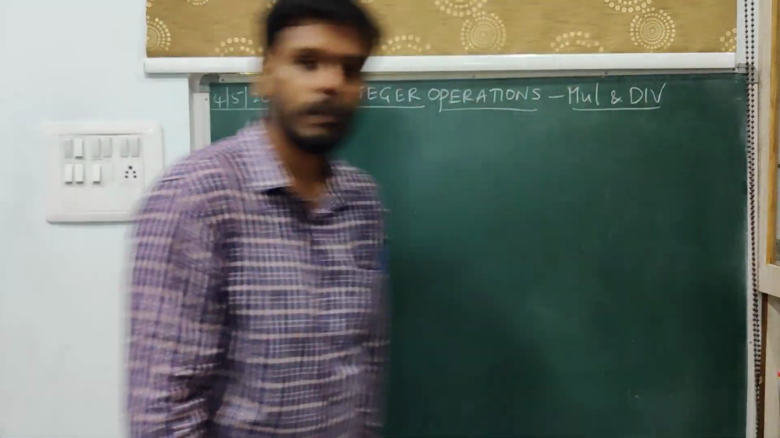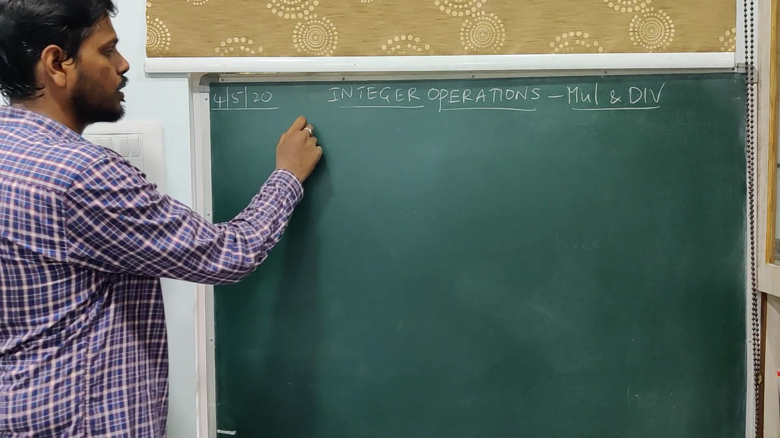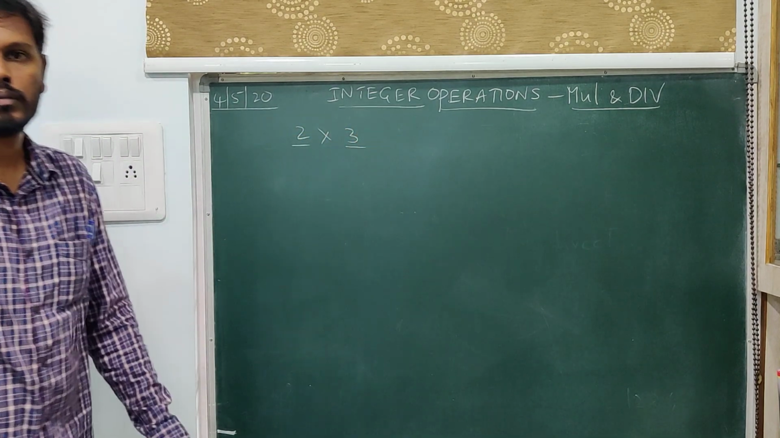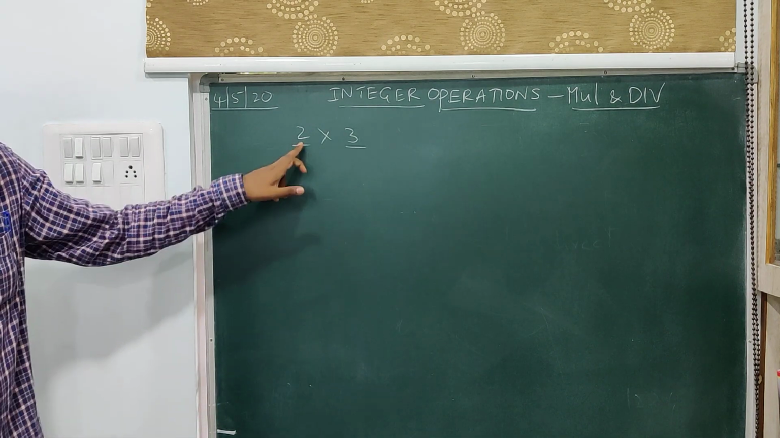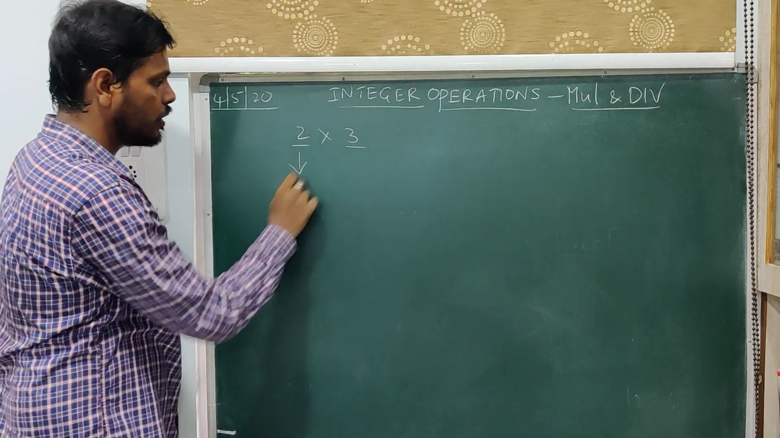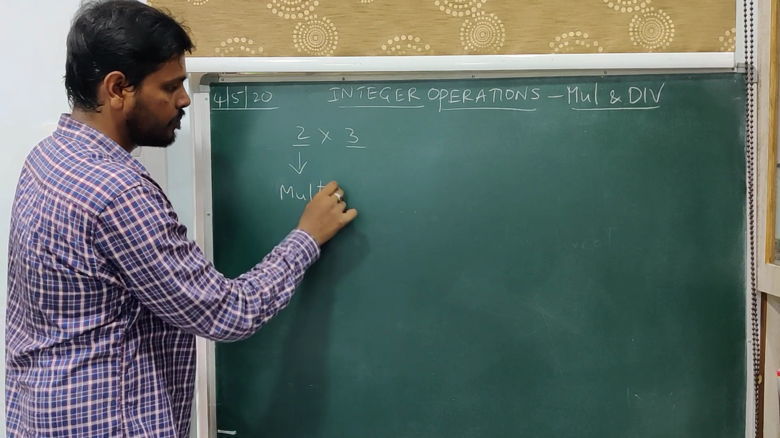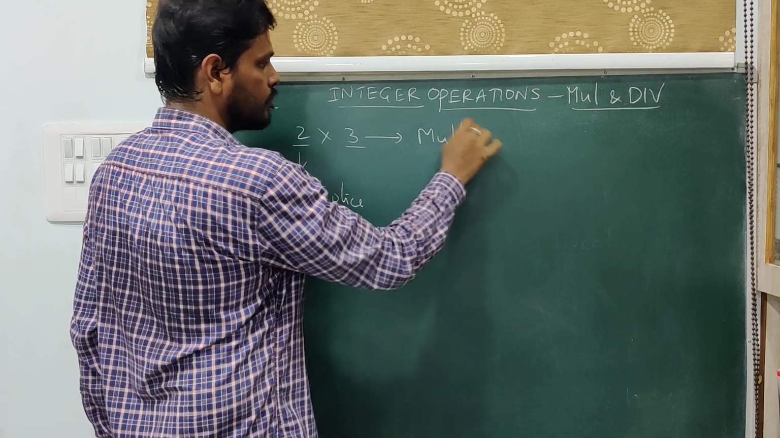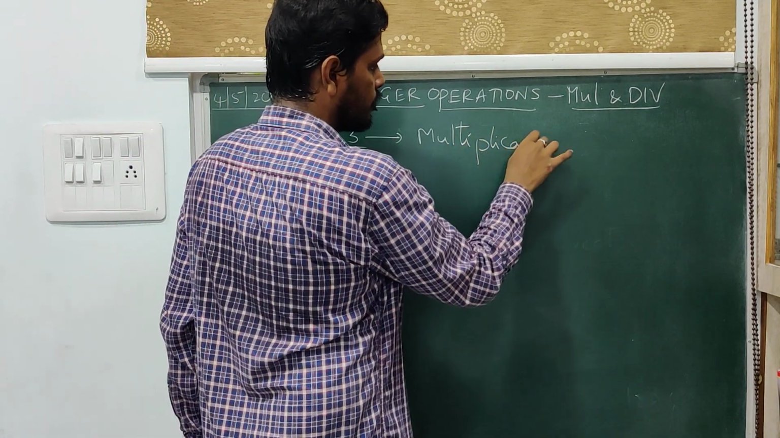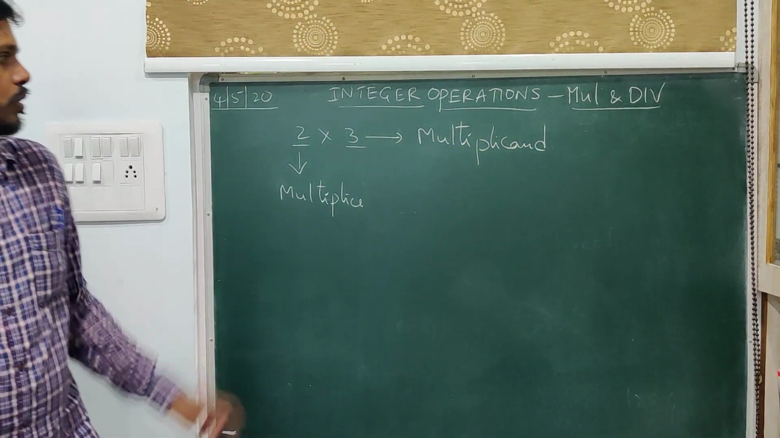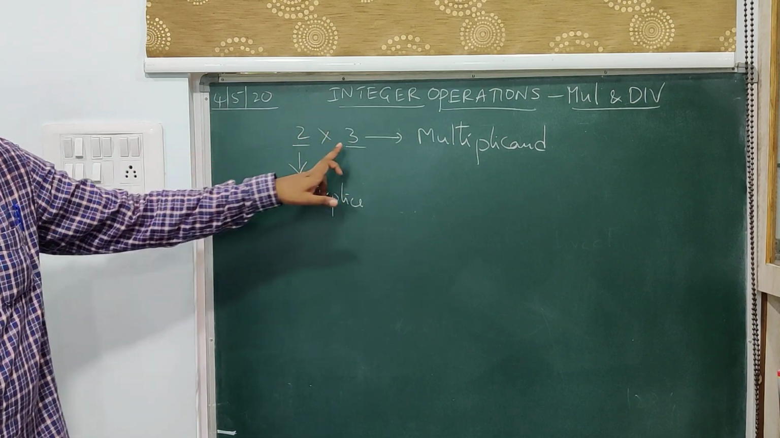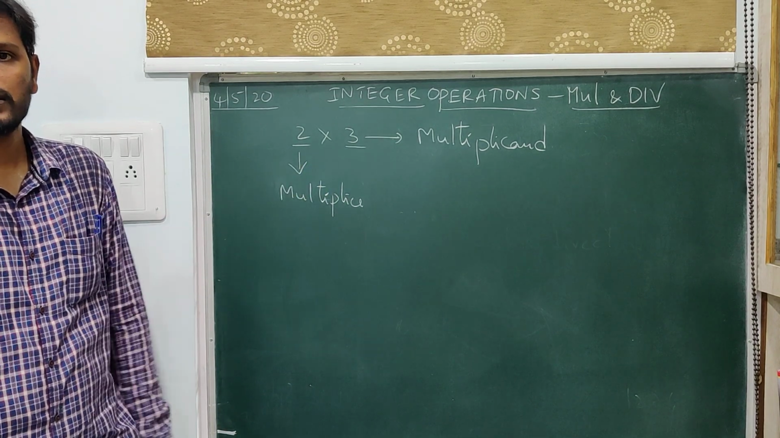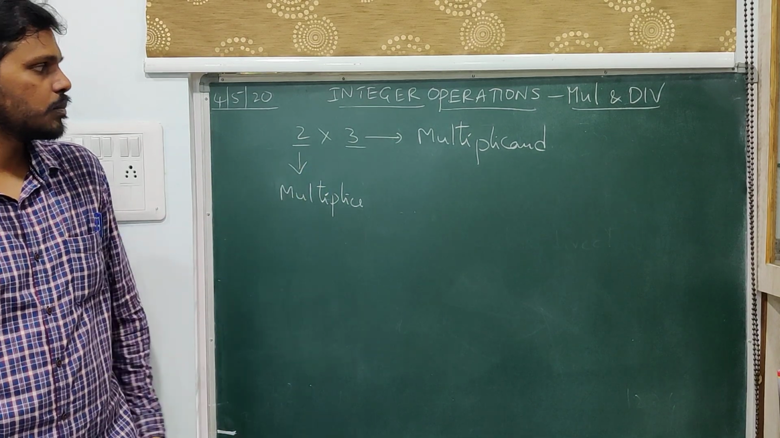Before we get into multiplication of integers, consider 2 into 3. Here what is 2 called and what is 3 called? 2 is called your multiplier, and 3 is called your multiplicand. So in 2 into 3, 2 is your multiplier and 3 is your multiplicand. The multiplier tells you how many times you have to take the multiplicand. That is the basic meaning of it.